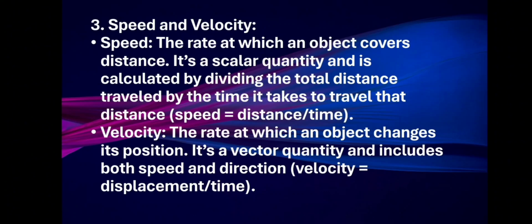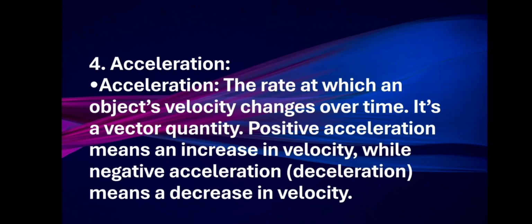Then comes velocity, the rate at which an object changes its position. It's a vector quantity and includes both speed and direction. Velocity equals displacement divided by time. That means the formula of velocity is displacement divided by time. The rate at which an object changes its position means the rate at which a particular object, a single thing, changes its place. So now let's go to the next page.